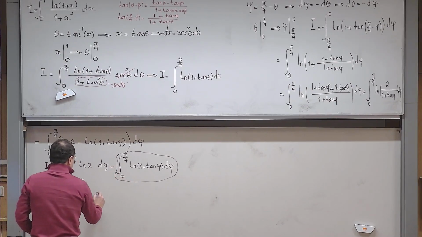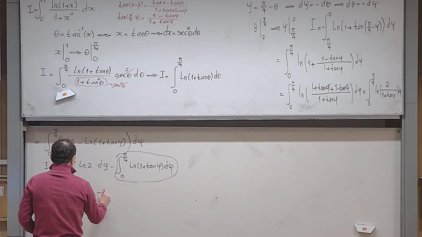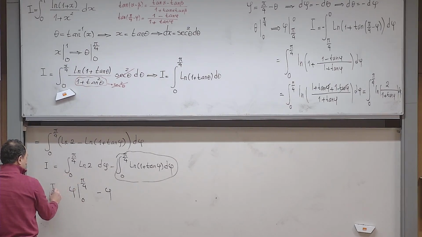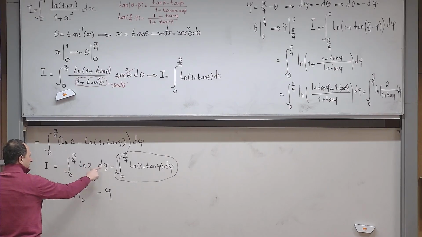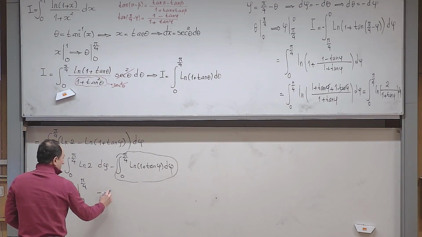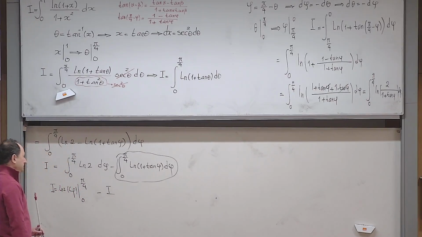Okay, and now I forgot something, sorry. This ln of 2 is pulled out. I forgot to pull this out. I have to pull this out, and then integral of d phi is phi. I have to run phi from 0 to pi over 4, and then, sorry again, this is I.